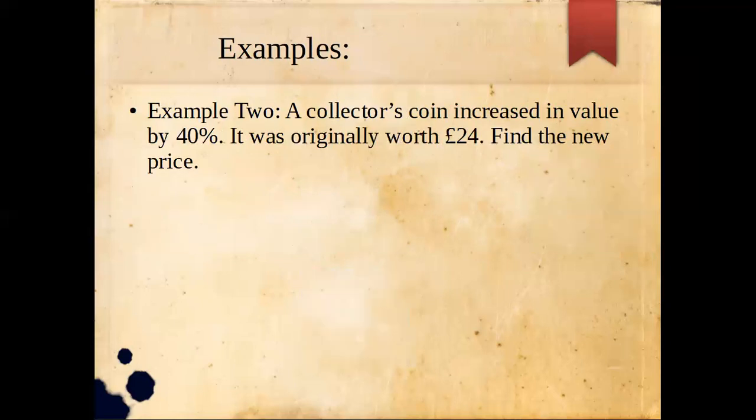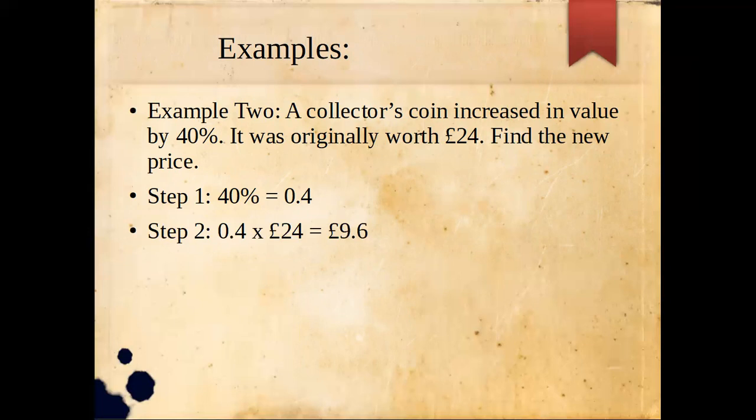So, example 2. A collector's coin increased in value by 40%. It was originally worth £24. Find the new price. This time it's increasing in value. Give this a go. If you don't understand it, I'll go through it right now. Okay, so step 1. 40% equals 0.4. 0.4 times 24 gives us £9.60. So it's changed by £9.60. It's an increase, so we have to add that onto 24 to give us £33.60. So the new price of the coin is £33.60.